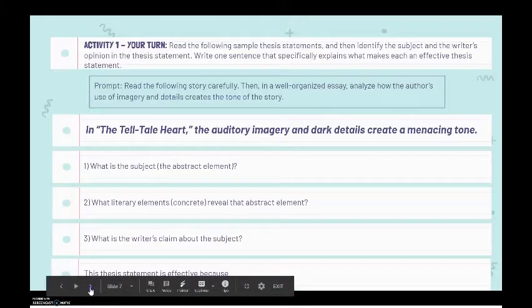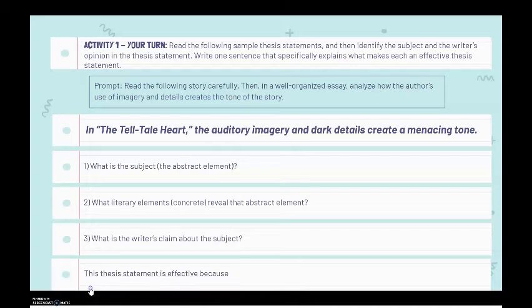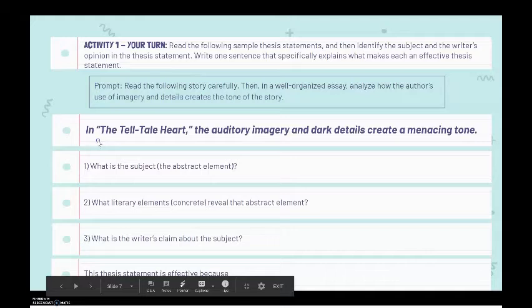Okay, this is your turn. You're going to read the following sample thesis statements. There's a few of these. And then you're going to identify the subject, the writer's opinion in the thesis, and you're going to give me the abstract. So, let's get started.